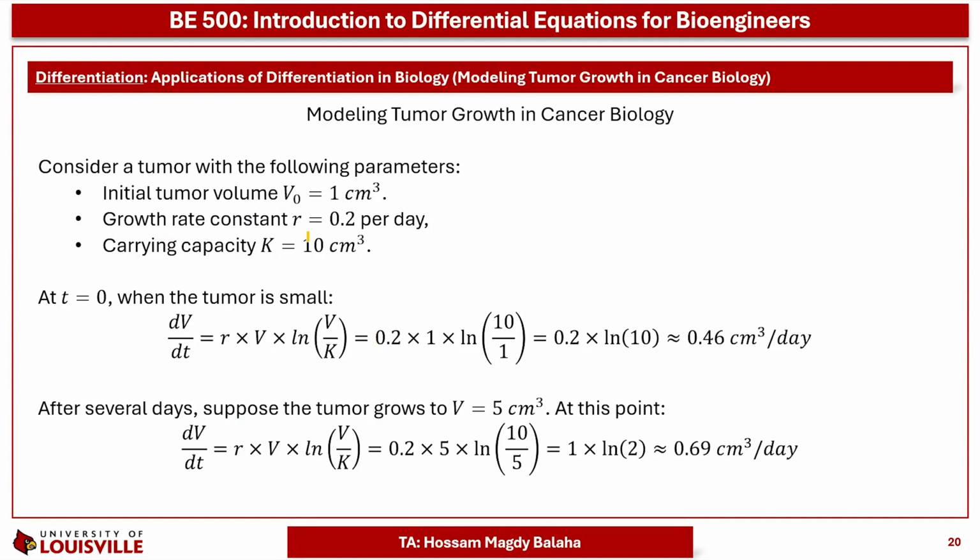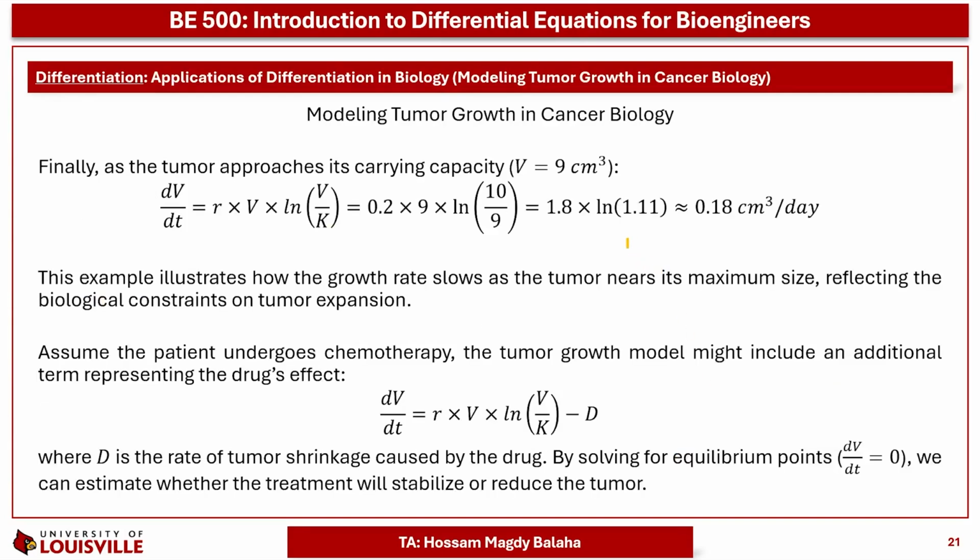To reflect that mathematically, let's assume we have an initial tumor volume of 1 cubic centimeter, a growth rate of 0.2 per day, and a carrying capacity of 10 cubic centimeters. So at t equals 0, the tumor is very small and the carrying capacity is large enough, so the growth rate will be high, around 0.46 cubic centimeters per day. And after several days, let's assume we reach 5 cubic centimeters, the growth rate will be 0.69 cubic centimeters per day. So from here to here, the growth rate increases, but at the end, when you are approaching the carrying capacity K, which equals 10, the growth rate will decrease. So we have a rapid growth rate and then it decreases as we approach the carrying capacity.